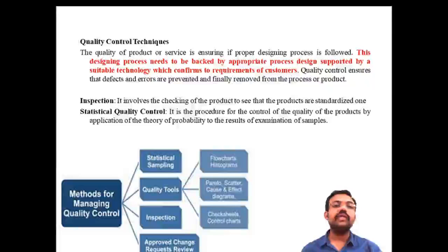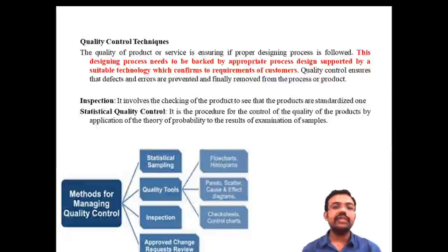It's a suitable technology which confirms the requirements of the customers. Quality control ensures defects and errors are prevented and finally removed from the process of the product. You can easily identify your errors with the help of quality control. The quality of the product or service is a very important element. Suppose you're delivering a product, the quality is very essential. How can I ensure the quality? With the help of quality control, you can ensure the quality of the particular product.